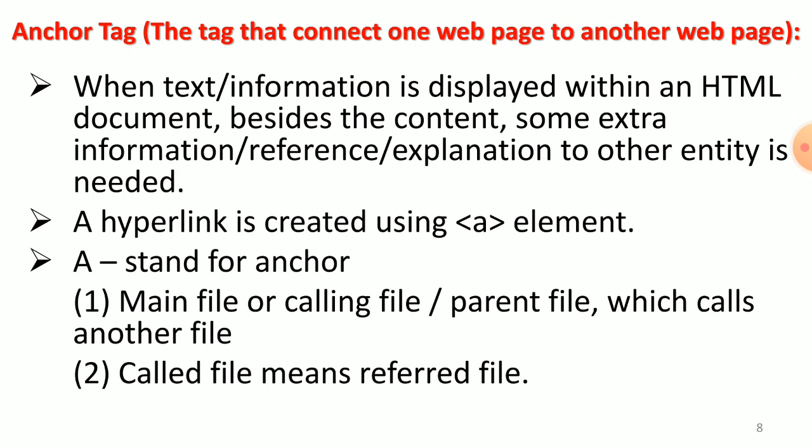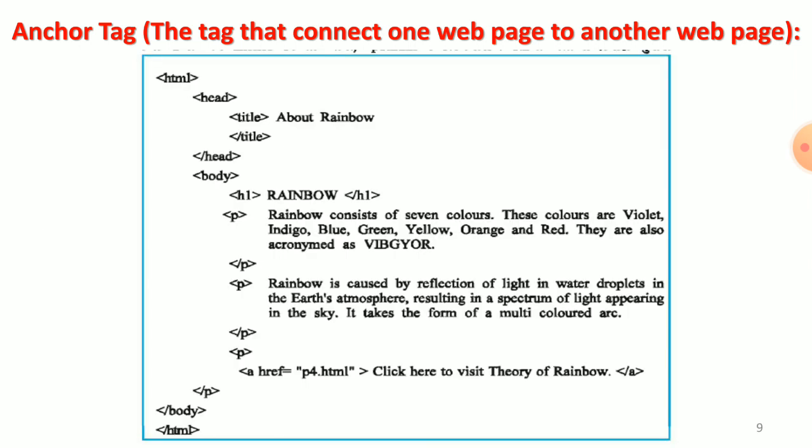To connect web pages using a hyperlink, two HTML documents are needed. First is the main file, or calling file, or parent file, which calls another file, and second is the called file, that means the referred file. That is the anchor tag. And how to use it? Friends, first you create a main file.